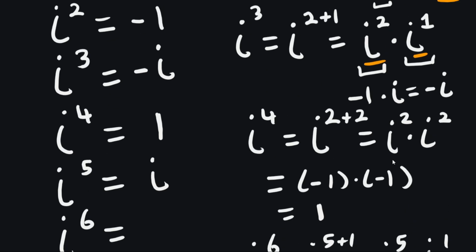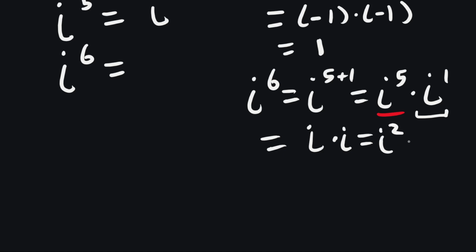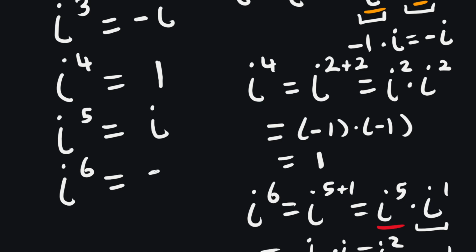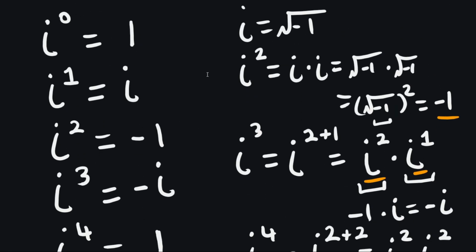And what did we say i squared was? We said i squared was -1. So i squared is -1. Therefore, i to the 6th is -1. Okay, so I think we've done enough, and you might notice a pattern right here.